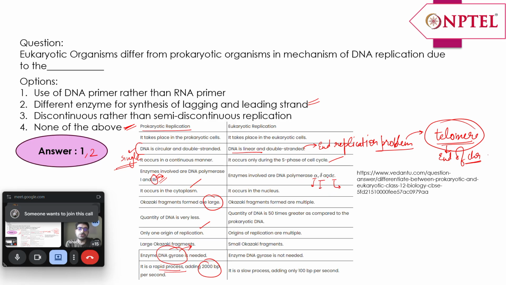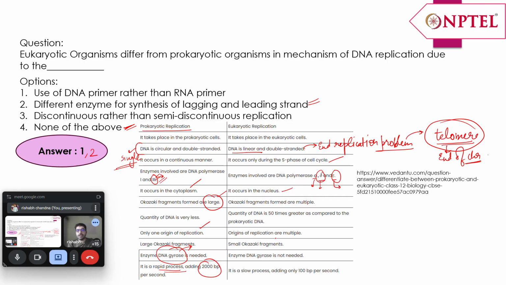So there are different polymerases involved in the replication of the leading and the lagging strand. Then it occurs in the nucleus, and Okazaki fragments are smaller and multiple. Here in case of the prokaryotes, they are larger, but in the other case, they are smaller and multiple.